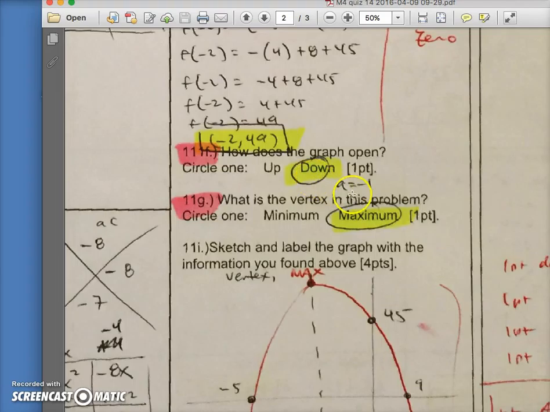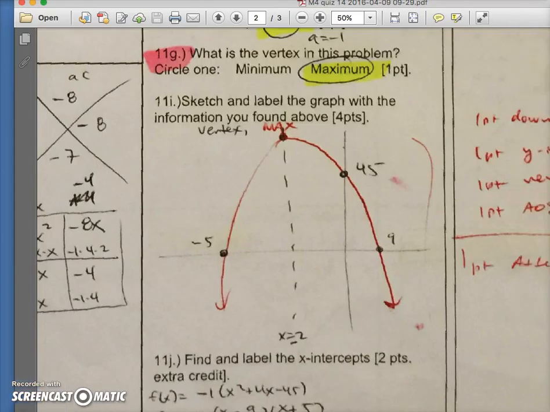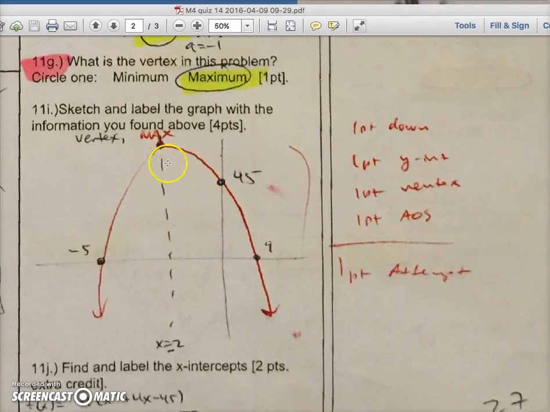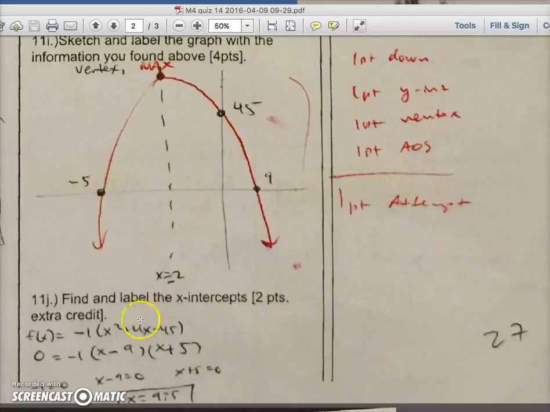Opens down because your A value is -1, and it's a maximum because when you graph it, it opens down. Your C value is your y-intercept in standard form only. Your axis of symmetry, I gave you another point. X equals -2. If you labeled here something called the vertex, you tell me it's a maximum, or you have the ordered pair, I'm going to give you another point. And you got extra credit for number 11J if you just factored and solved and recognized these were your x-intercepts.